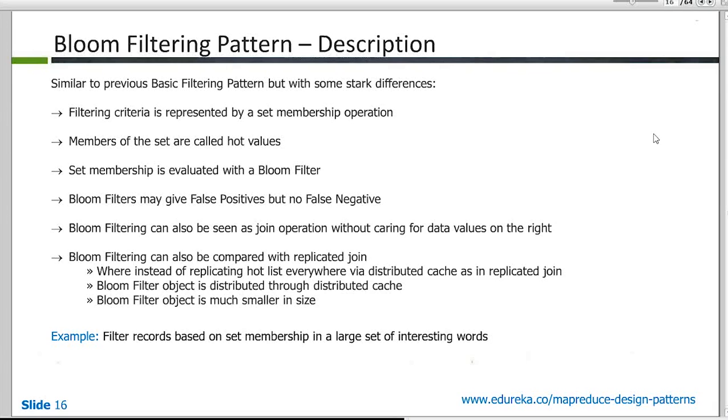So let me talk about its structure in a little bit more detail. A BloomFilter actually maintains a set of set members. Anything which is part of this set will be filtered in, and anything which is not is going to be filtered out. And these set members are called the hot values. In the subsequent slide, I'm going to show you a full description of this, and its structure as well.